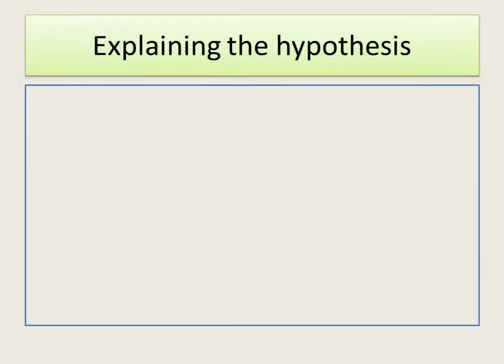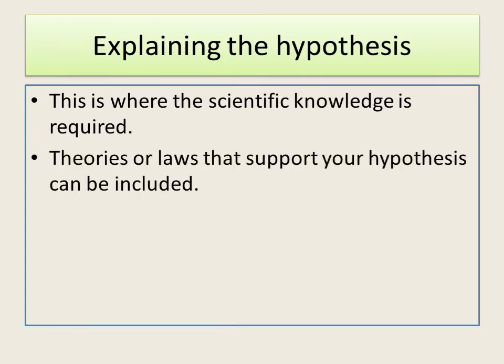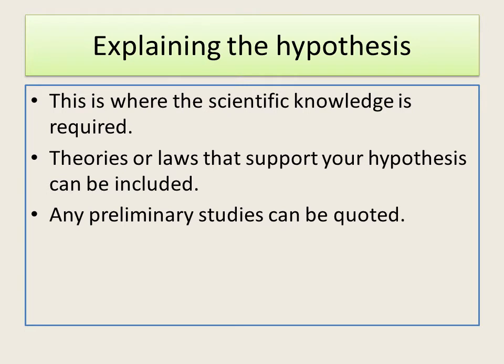At this point, as I mentioned previously, you might be asked to explain the hypothesis that you have given. And this is where your scientific knowledge is required. You can use theories or laws that support your hypothesis at this stage. So, for example, you could be using the theories of kinetic energy to explain why warmer objects might behave differently to cooler objects. Any preliminary studies can be quoted. So, for example, you might be using some evidence from a previous investigation that you've done, or maybe that somebody else has done.